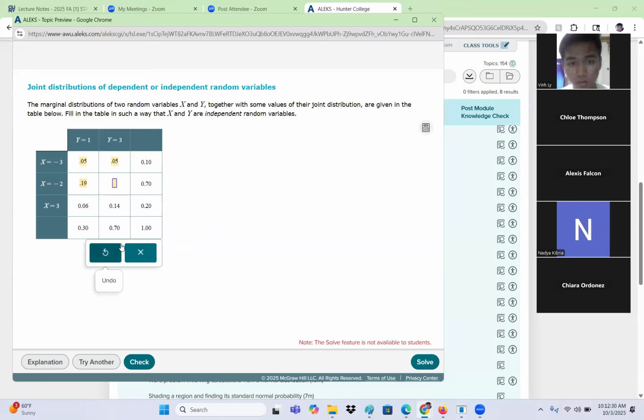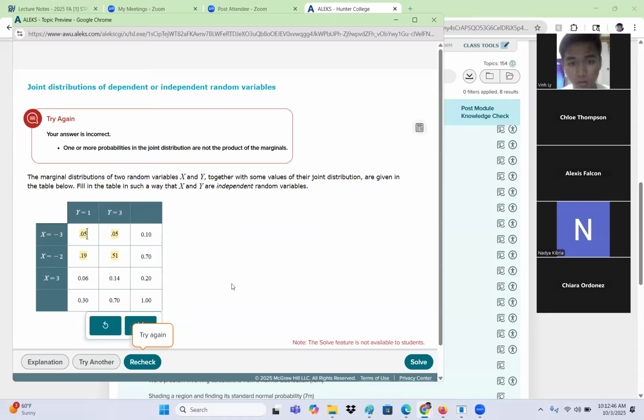So the total of the column must add up to 0.7. So we can take 0.7 minus 0.05 minus 0.14. You get that equal to like 0.51, something like that. So you can assume different numbers. Oh, they're independent.